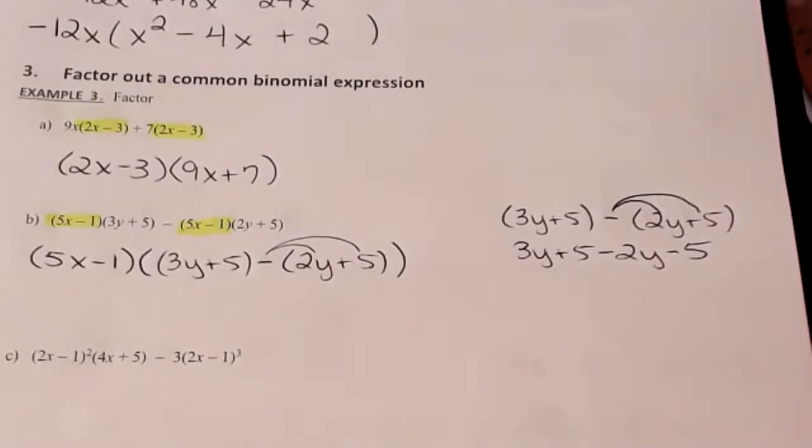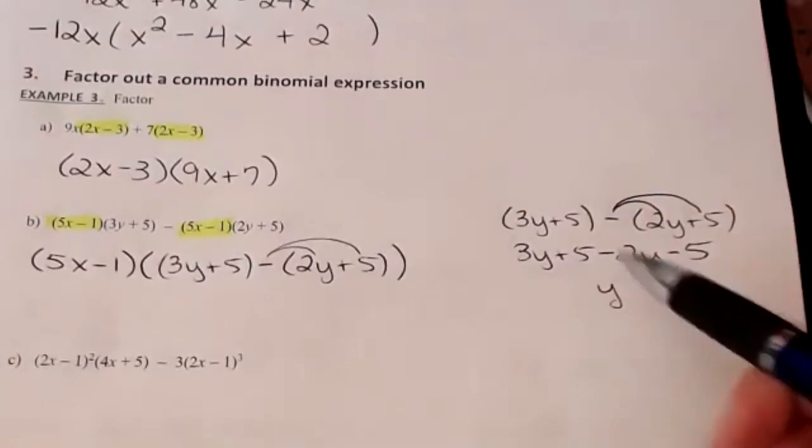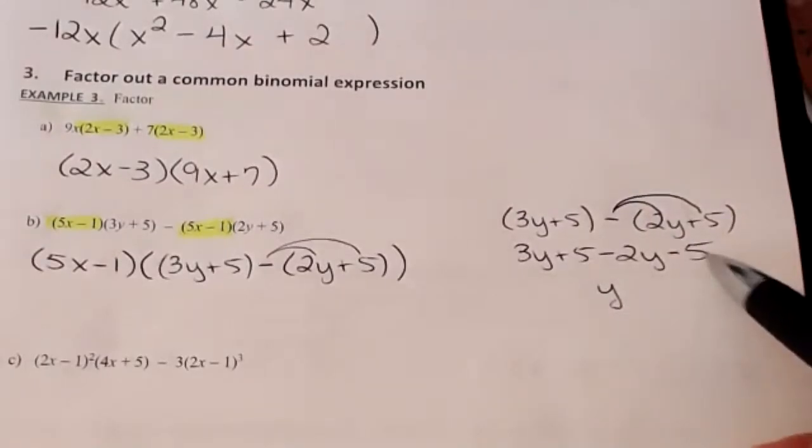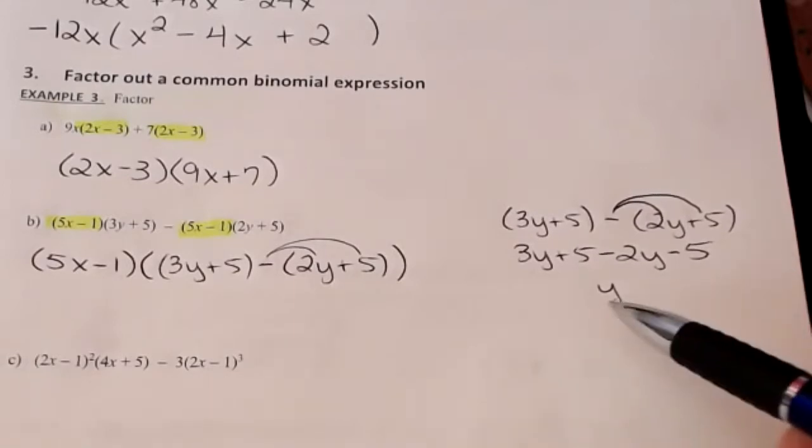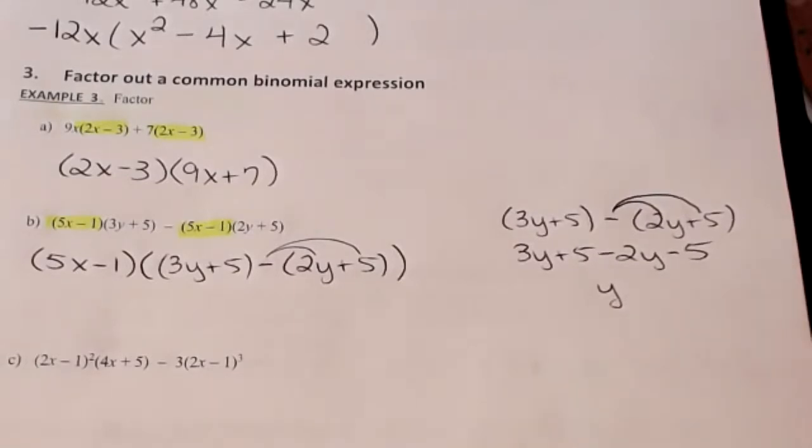Now that we have effectively distributed that negative sign, we can officially combine like terms. Would someone else combine like terms? Tell me, what do you get? It would just be 1y. Beautiful. Notice that the positive 5 and the negative 5 are opposites, so they cancel each other out, leaving you with 0. So we're left with a 1y or simply a y.